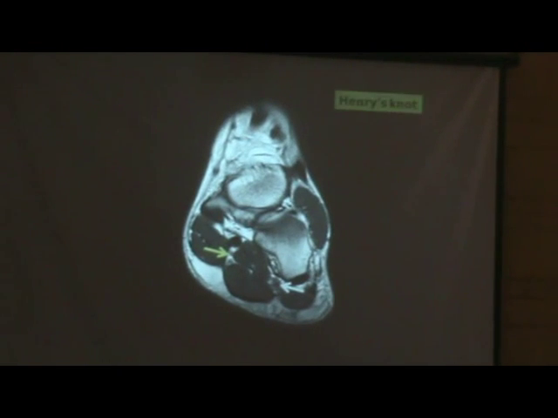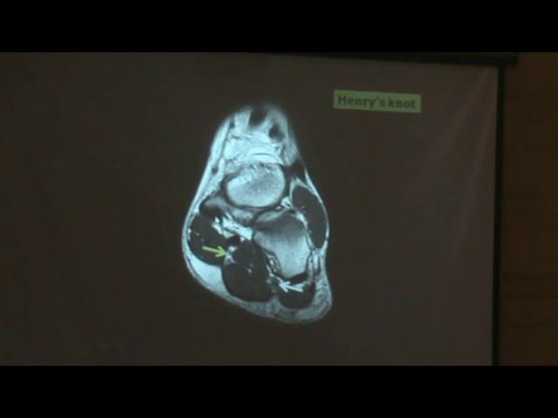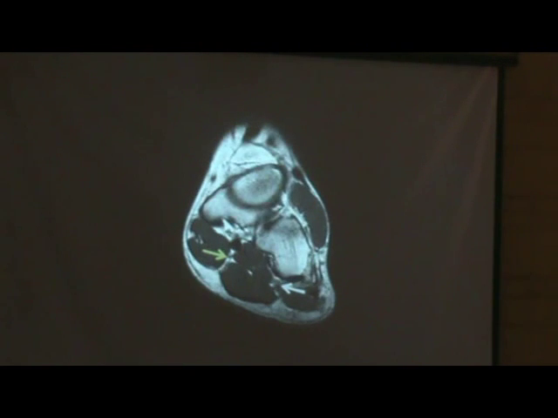Again, we follow those. This is an important anatomical landmark as well when we talk about medial plantar neuropathy. It's called Henry's knot. It's exactly the site where the medial plantar nerve has its course underneath the navicular tuberosity. This is a potential site of entrapment, especially in runners, and I'm going to show you that later.